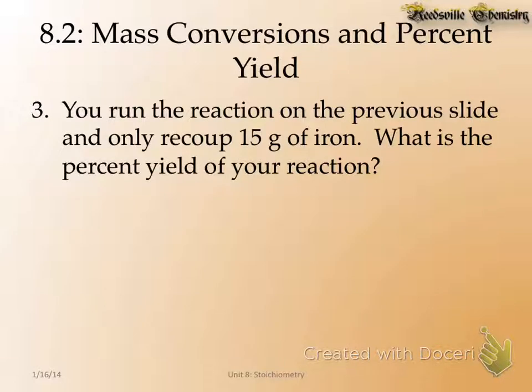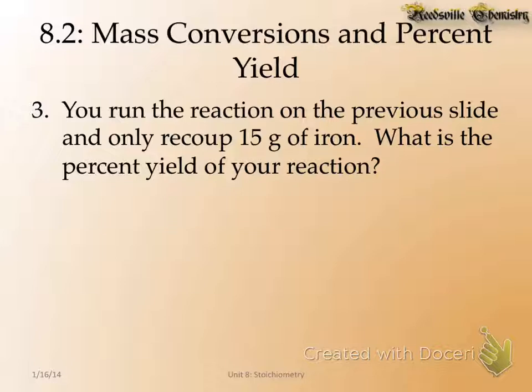So it's a pretty simple calculation. Really all it asks is, like how well did you do? How well did you actually recoup the amount of product that you produced? So let's say, for instance, we run a reaction, and we run the reaction in the previous slide, and we only recoup 15 grams of iron.